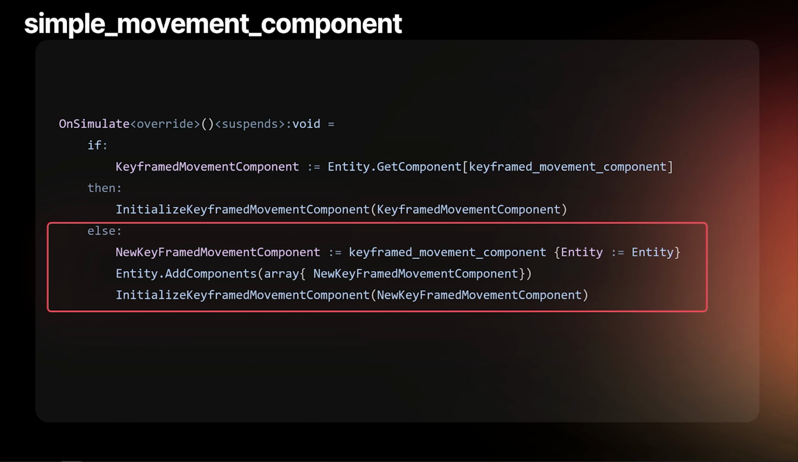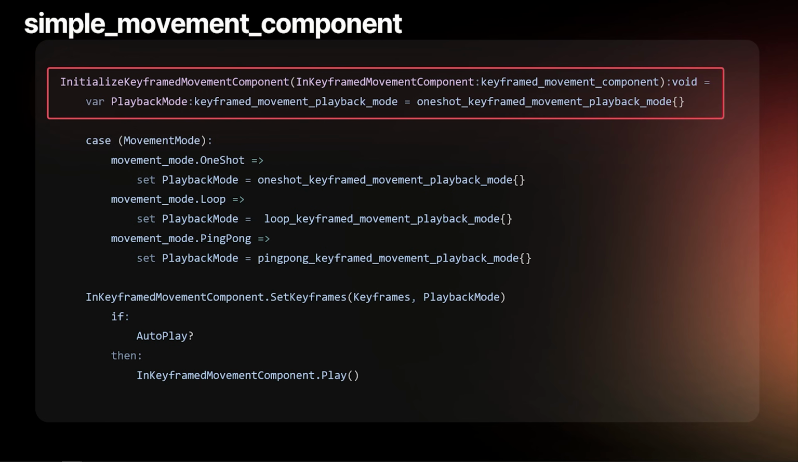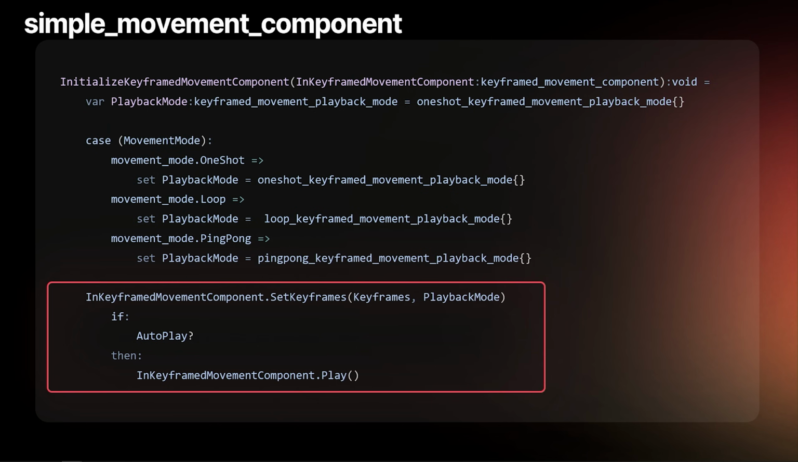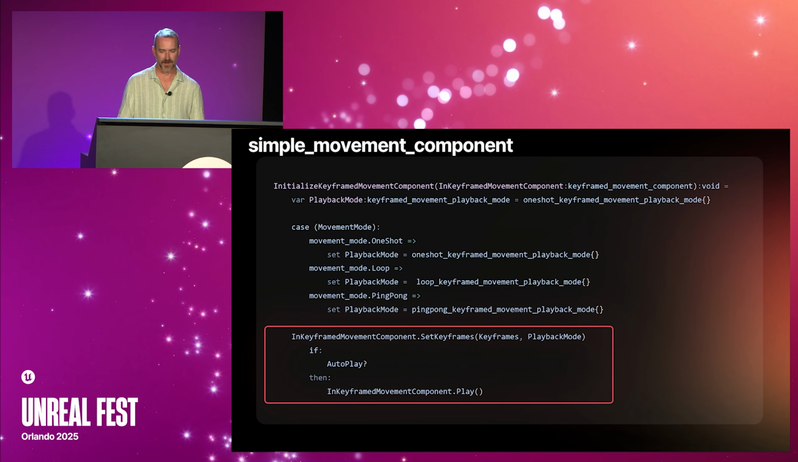If you forget to put it on there, you get away with it because we just anticipate that and handle it correctly. And then this is just how we're feeding the data in. We can go through our enum and use a switch statement to feed in which movement mode. And then if our user has set it to autoplay, then we tell the keyframe movement component just to start playing.